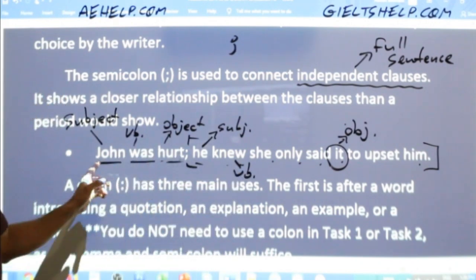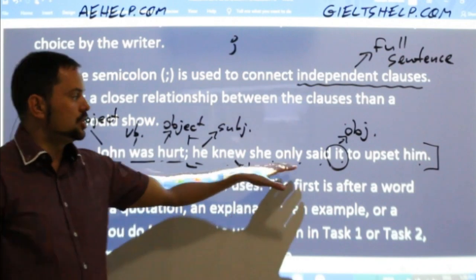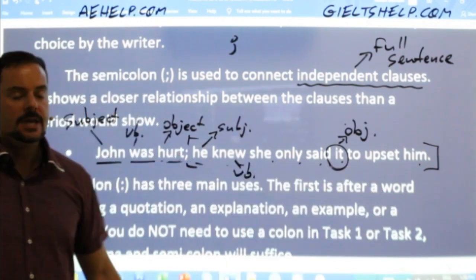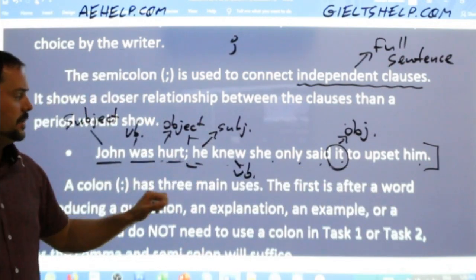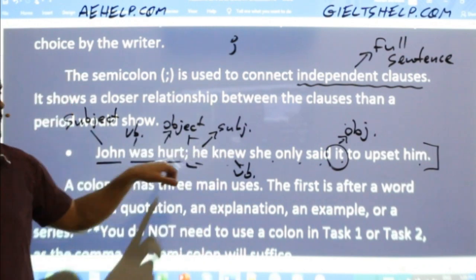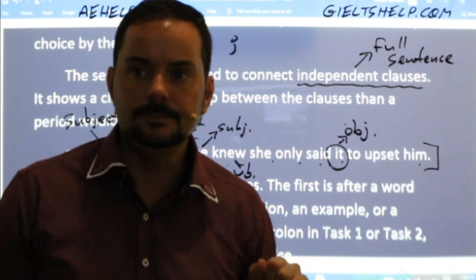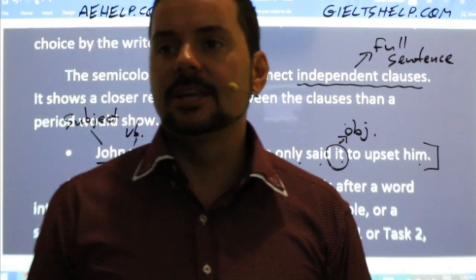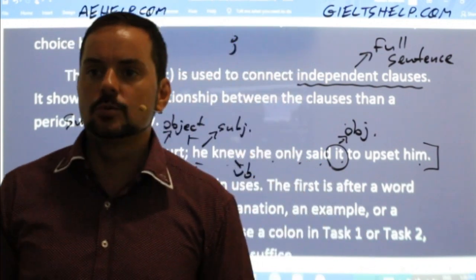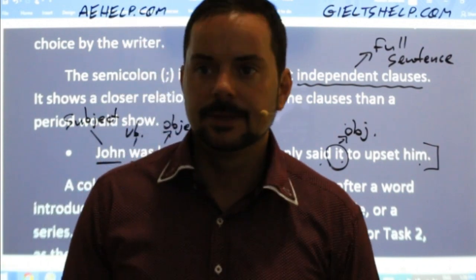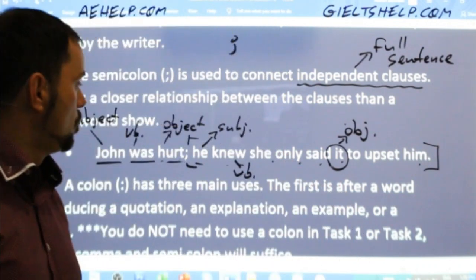So one more time, John was hurt; he knew she only said it to upset him. In this case, the semicolon is very important to clearly comprehend or understand this sentence. Okay? So Preeti is asking, we can show two full sentences which are related to each other, and that time you use a semicolon? Yes.